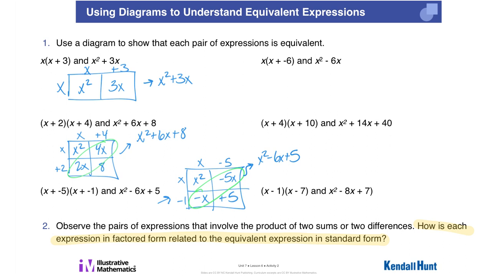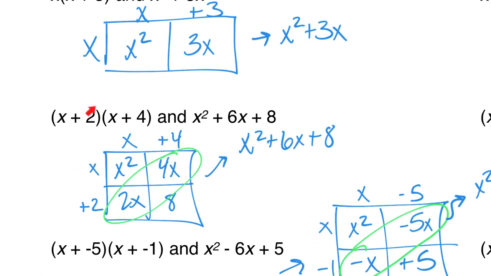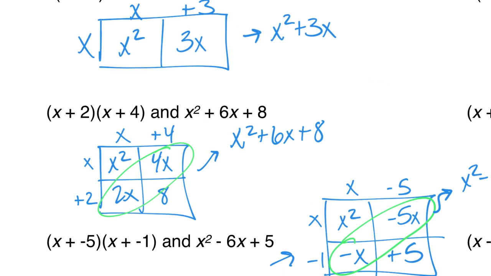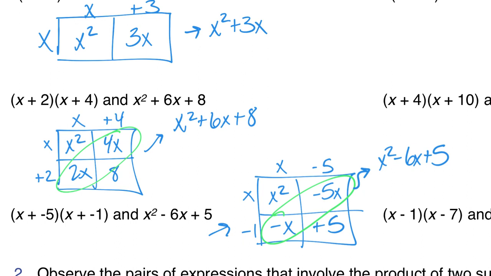One thing I hope you notice is that your last term in standard form, in this case 8, that's what you get when you multiply these two pieces together, your 2 and your 4. And then this 6, hopefully you notice that there's a connection here. When you add the 2 and the 4, that's what you get. Same thing down here in the next one. When you multiply that negative 5 and negative 1, you get your positive 5. And when you add negative 5 and negative 1, that's your middle term, the negative 6. This is a pattern that you notice that you're going to be able to use as we keep going with factoring.